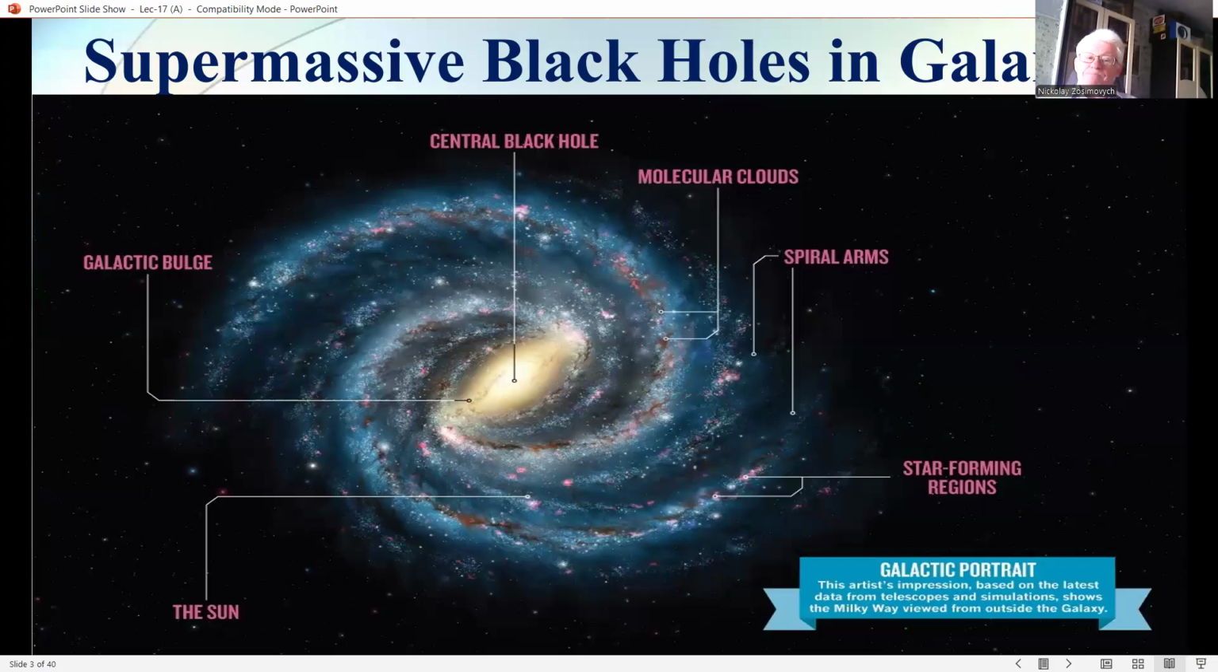You saw in the previous lecture that the Milky Way contains a supermassive black hole in its center. Evidently, that is typical of galaxies. Such a supermassive black hole cannot be the remains of a dead star. That would produce a black hole of only a few solar masses.